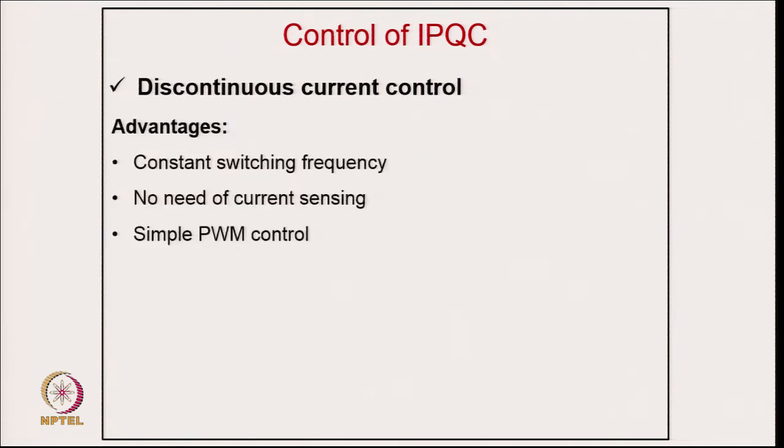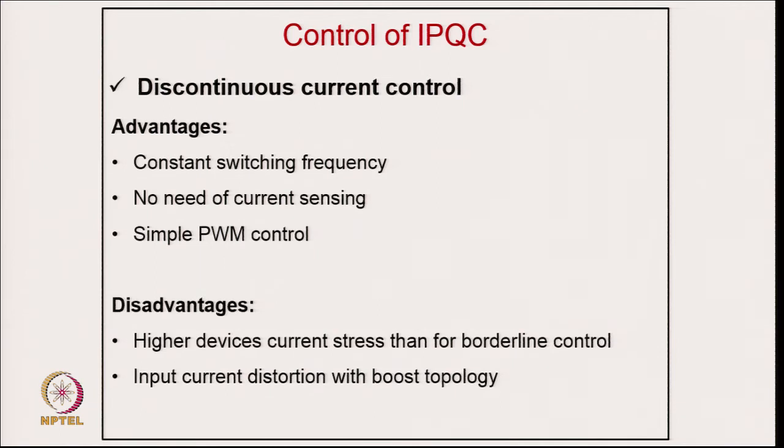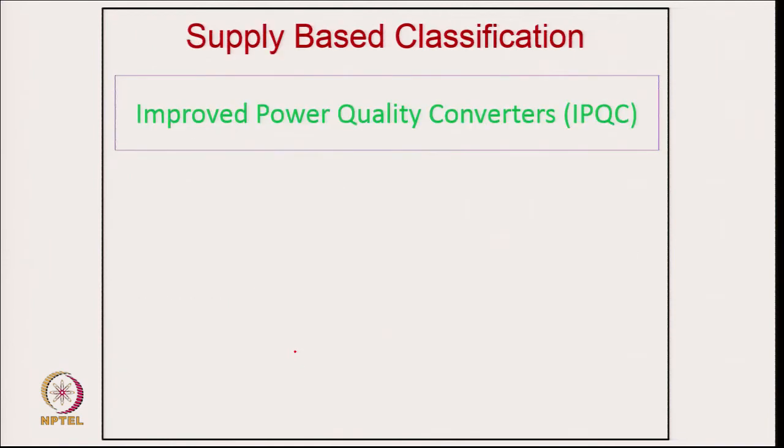Well, the advantage of this discontinuous current is constant switching frequency, no need of current sensing and simple control. The disadvantage is higher device current stress than the borderline control and input current distortion with boost topology also. So, that is about the boost converter.